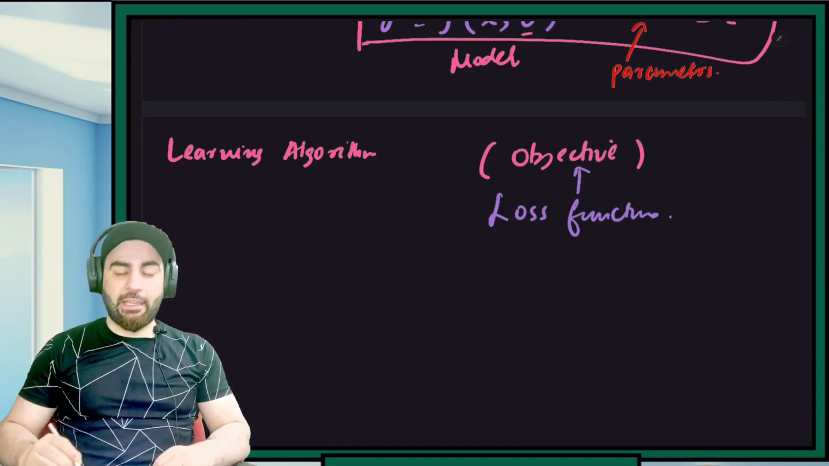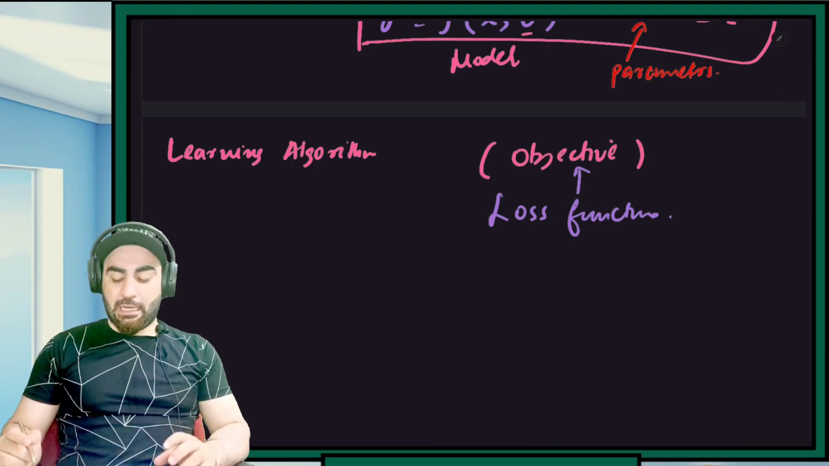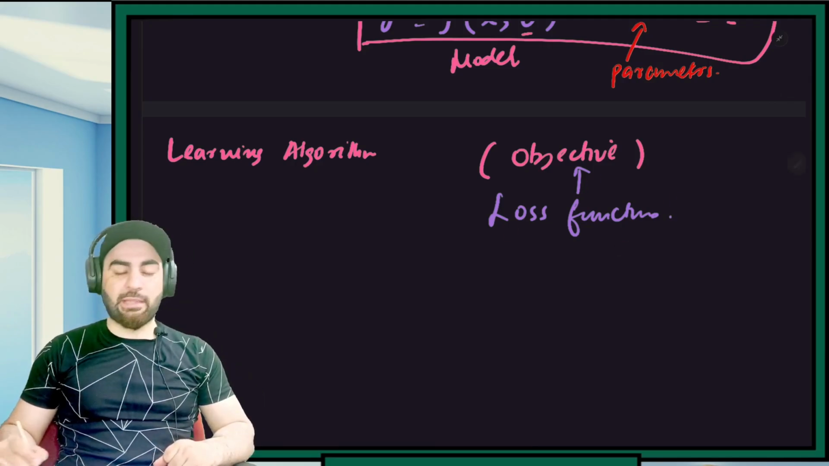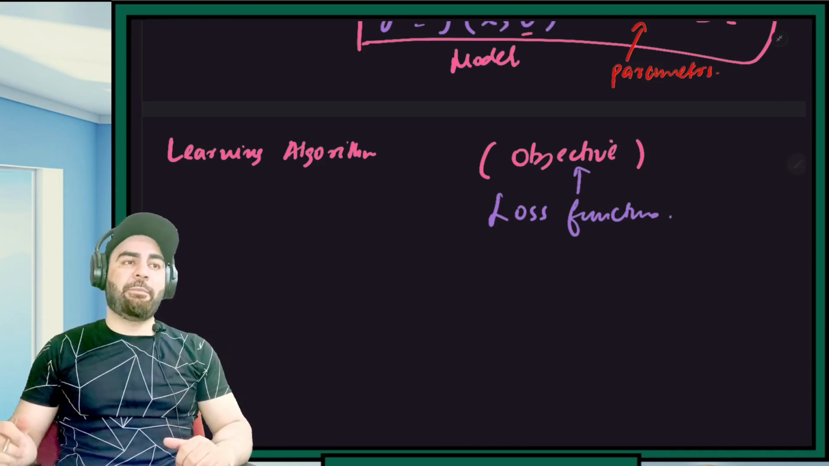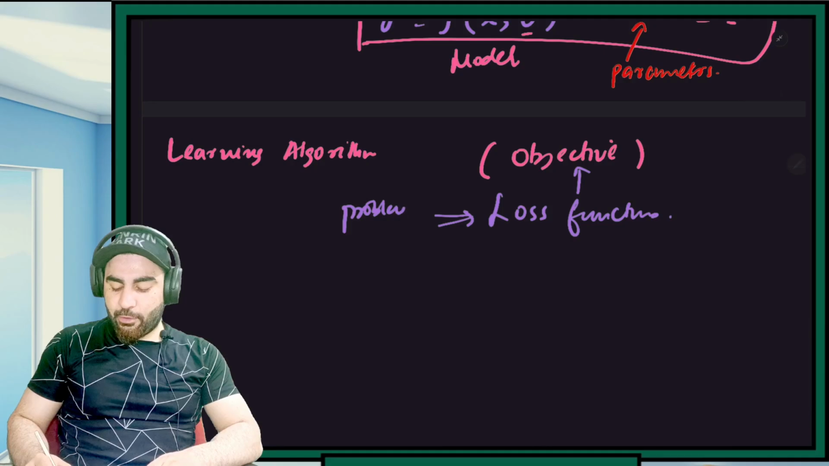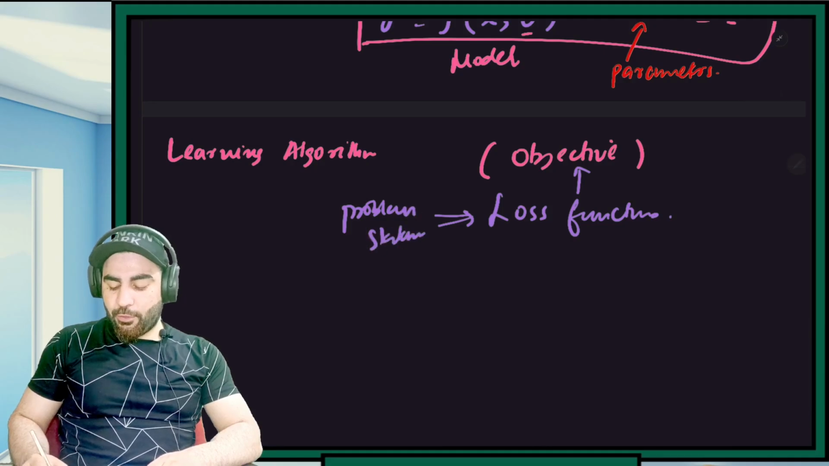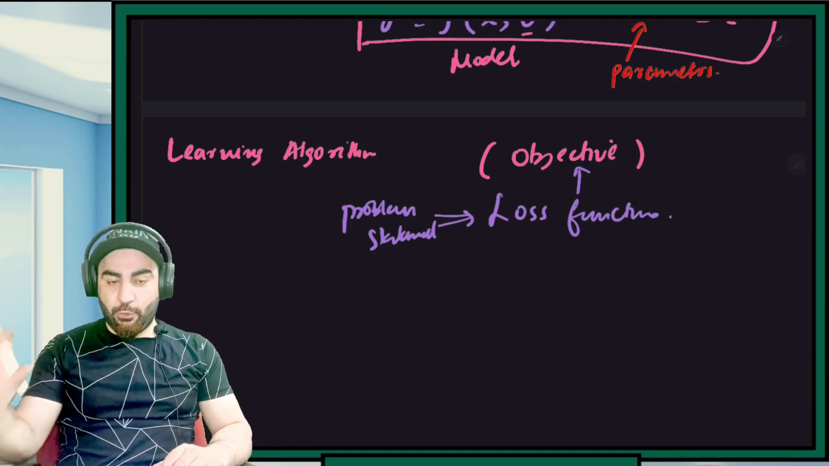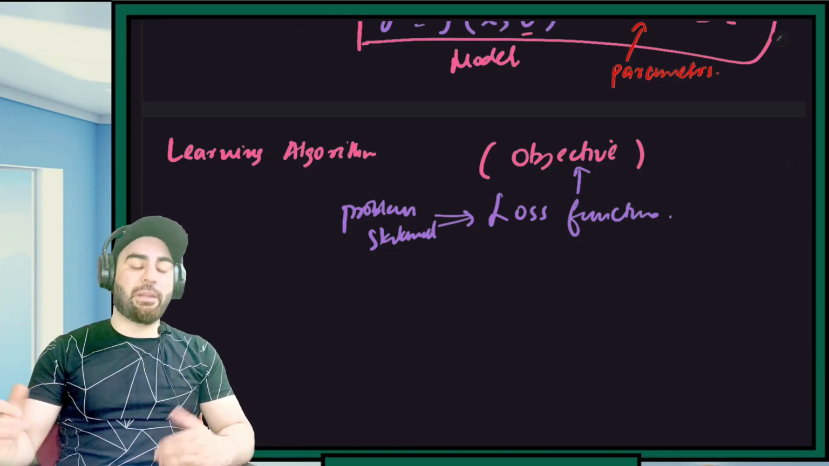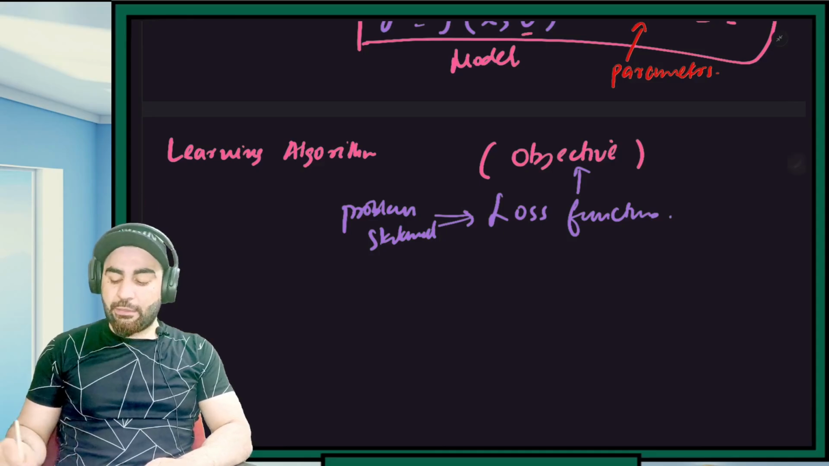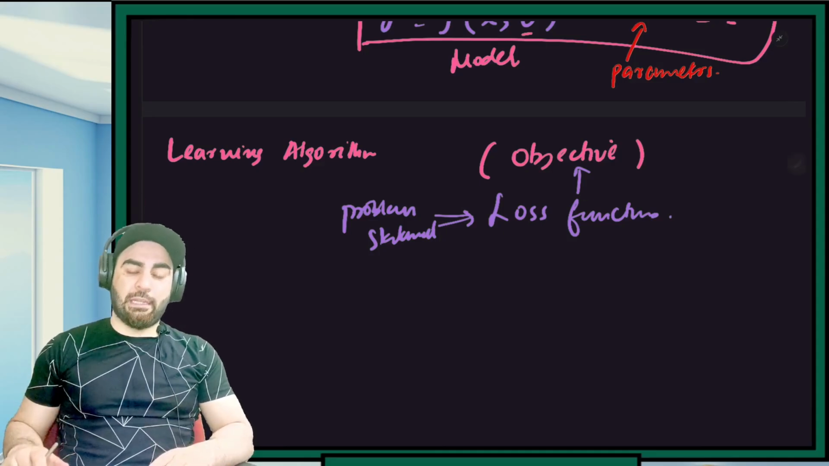Similarly, whenever you do a machine learning or deep learning task, there should be some objective. Usually the case is that you have to minimize the loss function. You define a loss function based on the problem statement, meaning what problem you are solving. Corresponding to that problem statement, you construct a loss function, and then you try to minimize it. Then we have these learning algorithms, which try to achieve these objectives.